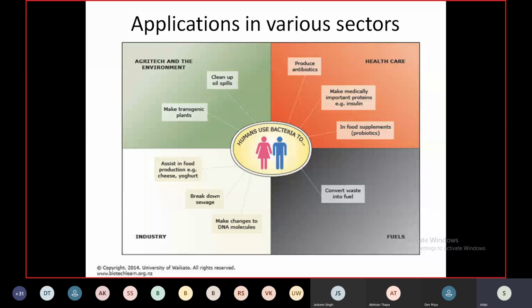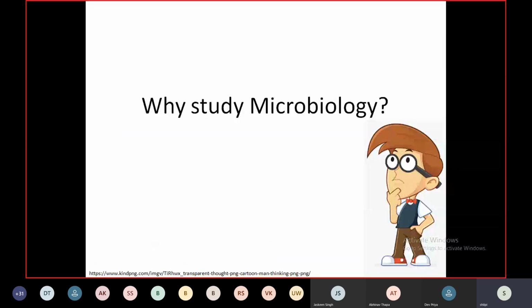Now, having shown you the tip of the iceberg, I would now like to have answers from you as to why you think studying microbiology is important. Tell me, what did you get from whatever I mentioned to you till now? Or how can you utilize this information?